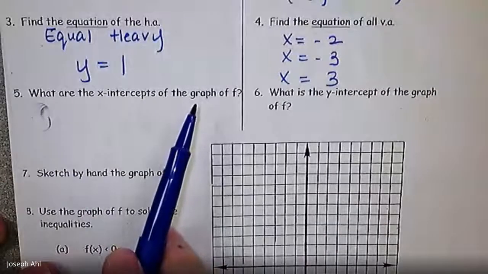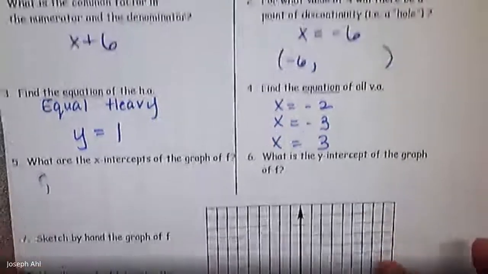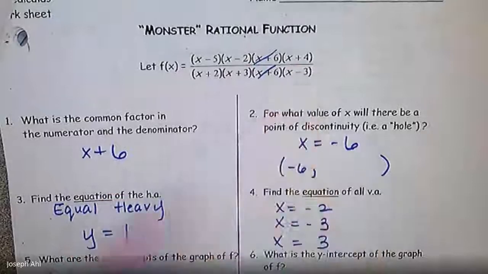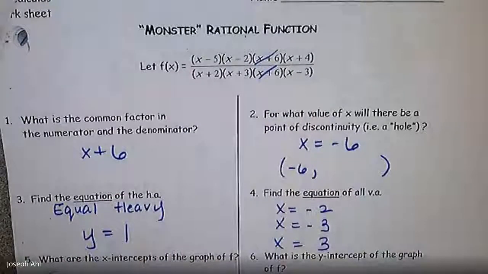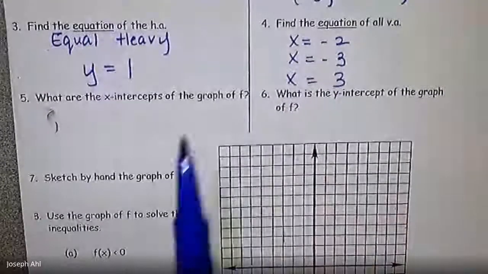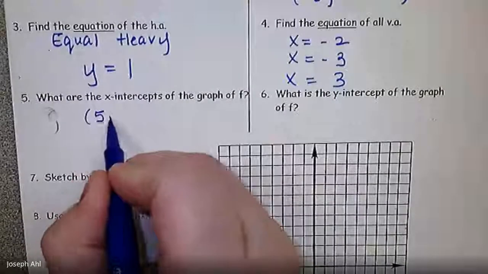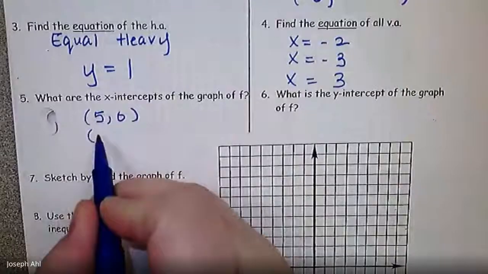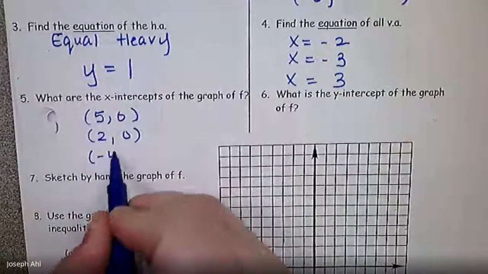What are the x-intercepts of the graph? The x-intercepts are what makes the numerator equal to 0. So we've got 5, 2, and then -4. So because it's in factored form, it's pretty easy for us to identify some of this critical info here. So let's write them as coordinates so we don't get them confused with our vertical asymptotes. (5, 0), (2, 0), and (-4, 0).